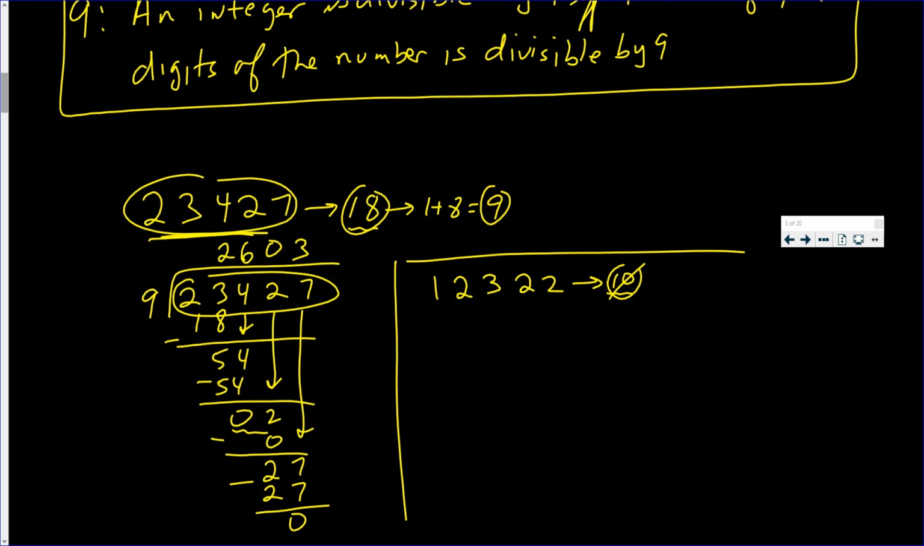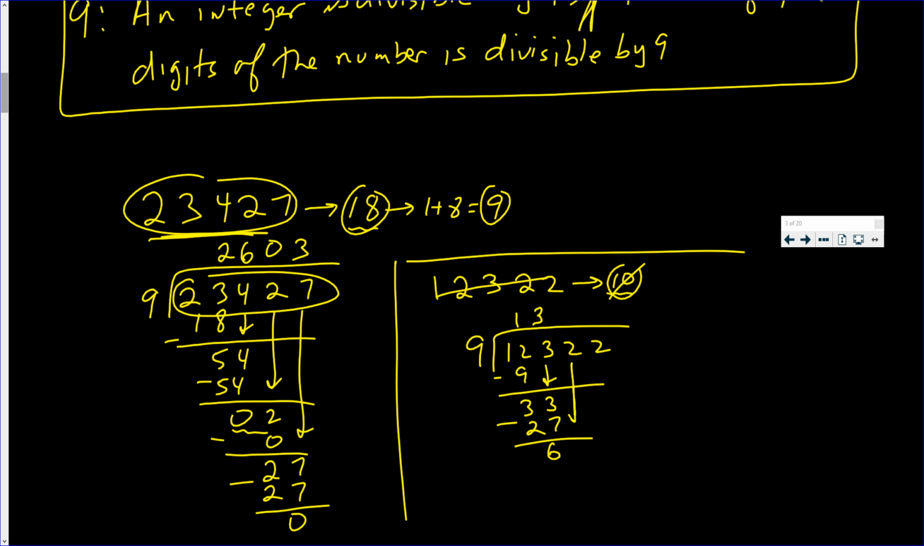So, this number is not divisible by 9. Let's verify that. 1 times 9 is 9. Get 3 left over. Bring down this 3. 9 times 3 is 27. 6 left over. Bring down the 2. 9 times 6 is 54. You subtract, you get 8.